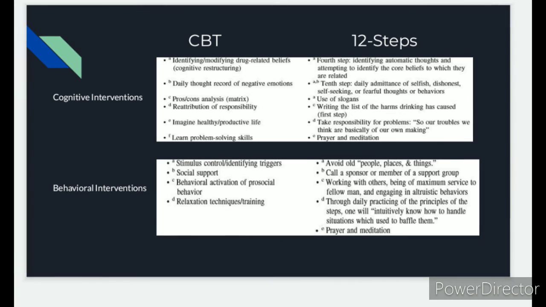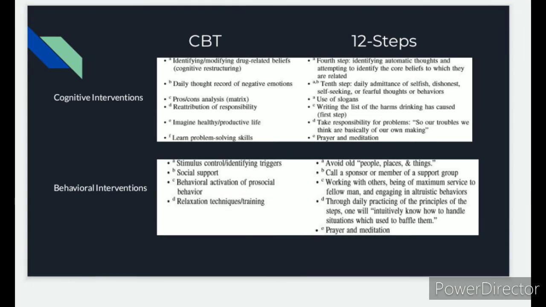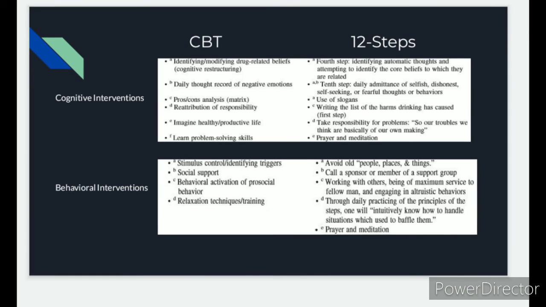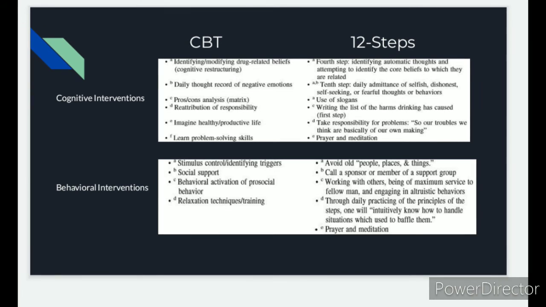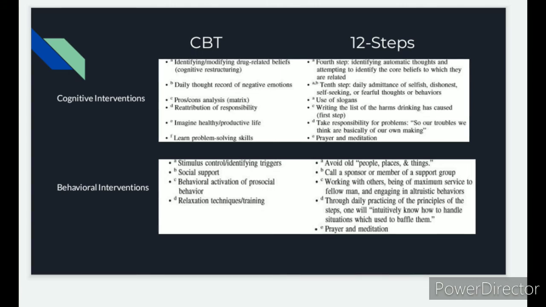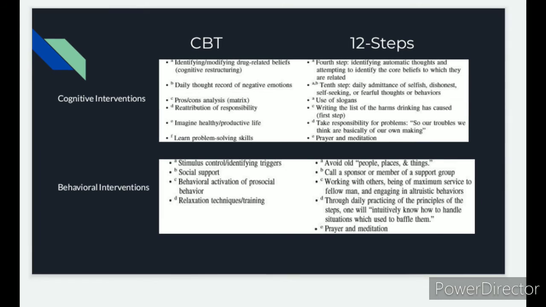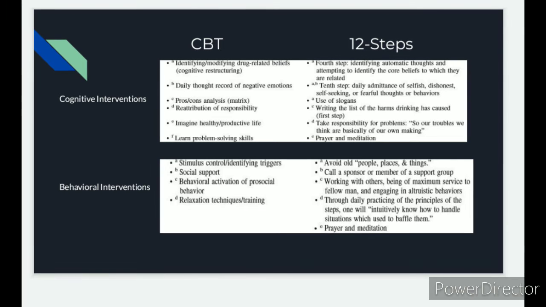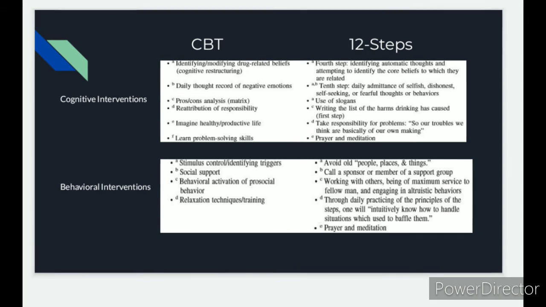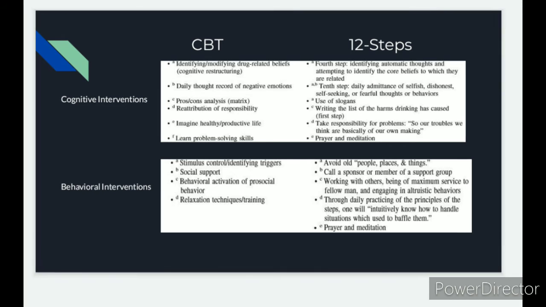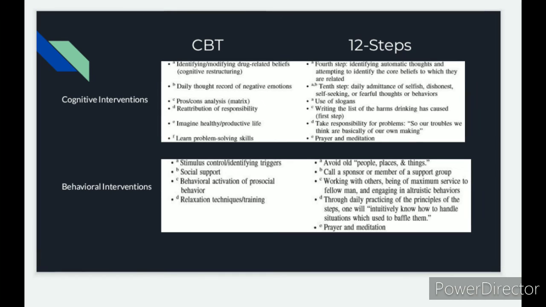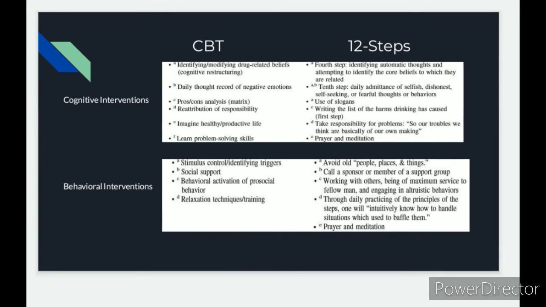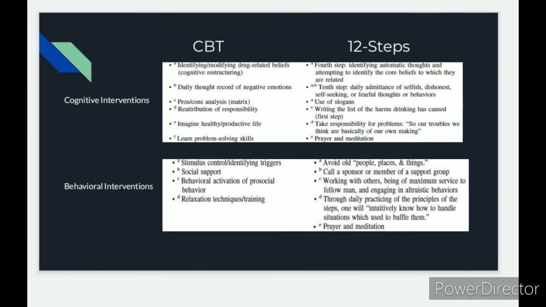Behavioral interventions with CBT include identifying triggers, social support, behavioral activation of pro-social behavior, and relaxation techniques and training. And in the 12 steps, behavioral intervention includes avoiding people, places, and things, calling a sponsor or a member of a support group, working with others, being of maximum service to people, and engaging in altruistic behavior.